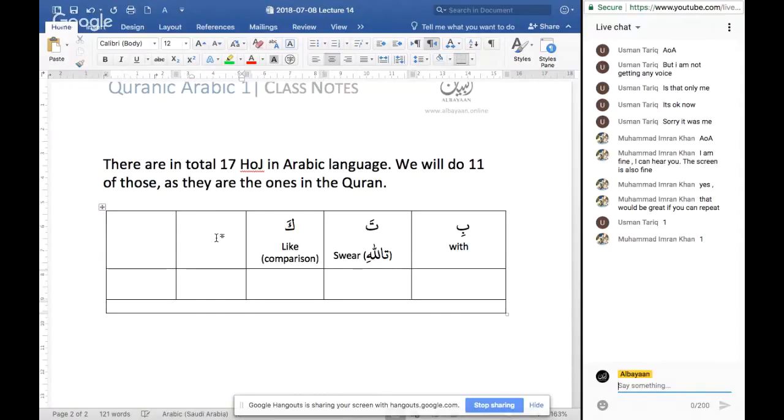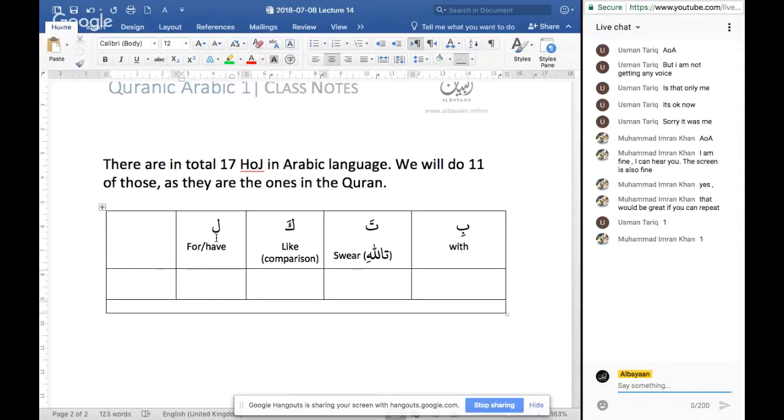The third one is lam. Lam means for or have. Quite widely used in the Quran. Let's see some examples here. For or have.